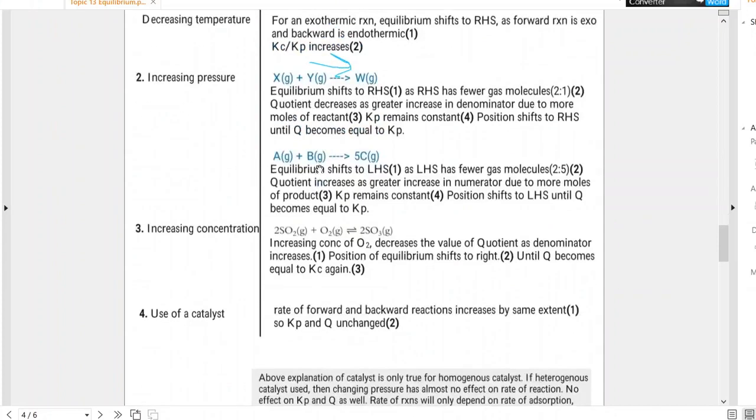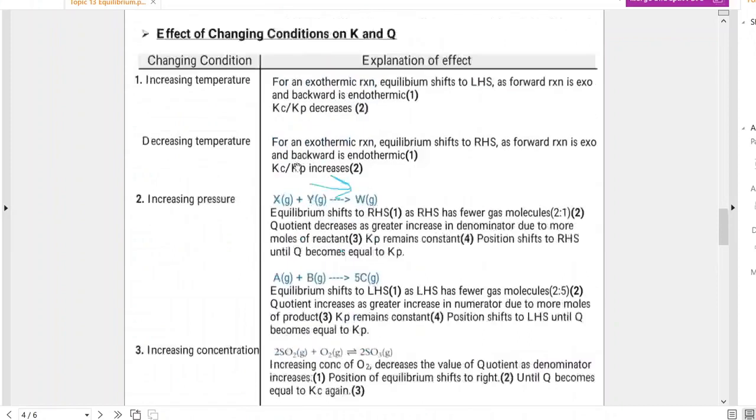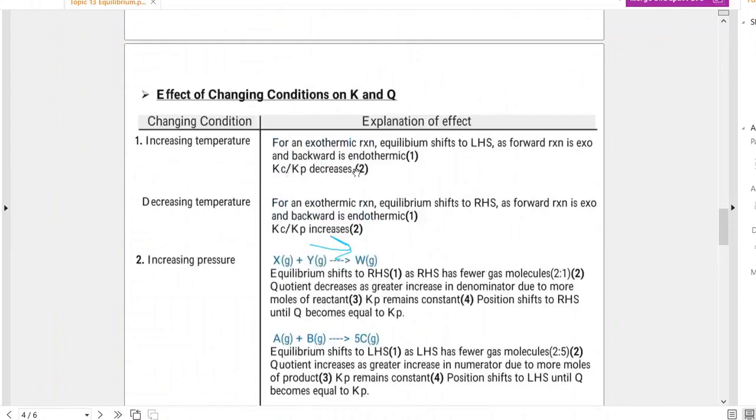But in cases like this, where Kc or Kp are not changing, but only the Q is changing, the change in Q is such that it must become equal to Kc or Kp again. But that is not true for when changes in Kc or Kp occur. That was not true in those cases. In those cases, the Q itself also changes. So this new Kc for a new temperature will have a new Q. New temperature, new Kc, new Q.